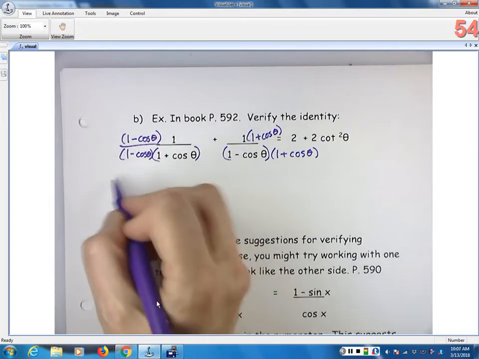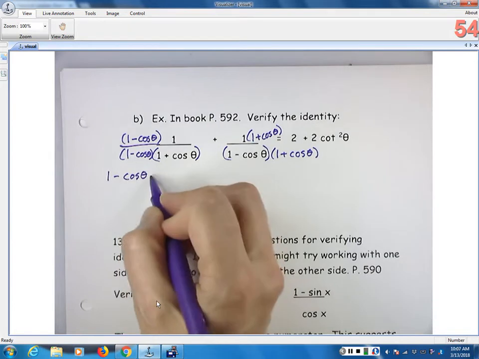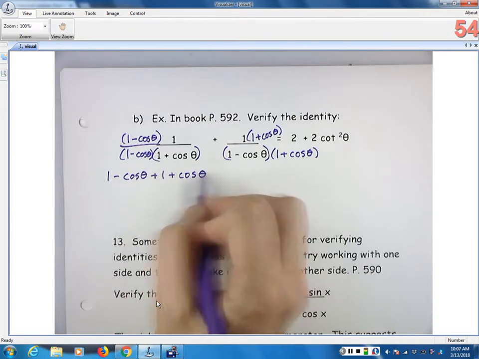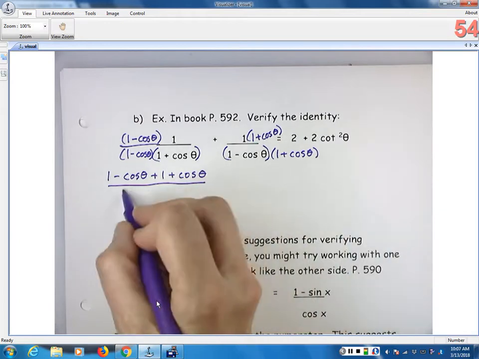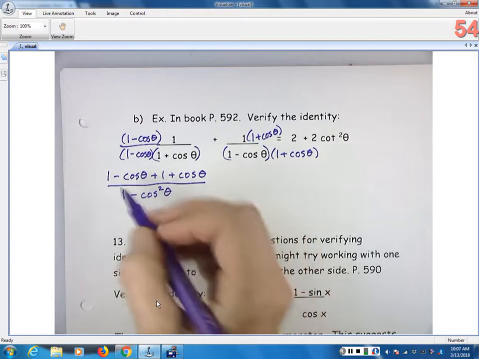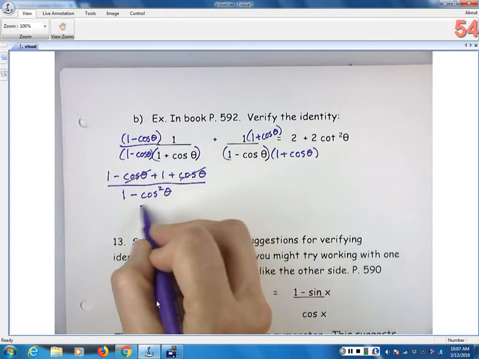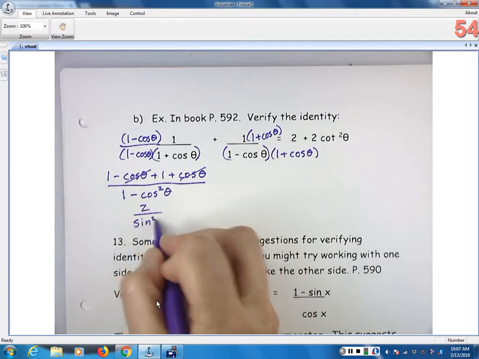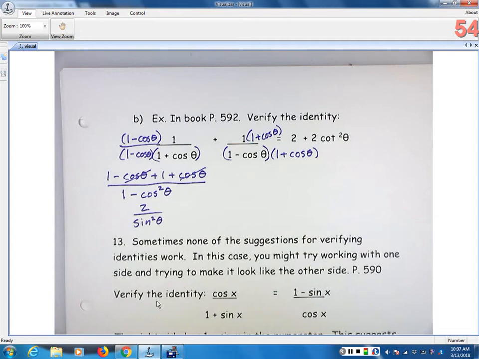So you have 1 minus cosine theta plus 1 plus cosine theta over the common denominator, which we FOIL out, and we get 1 minus cosine squared theta. And then this equals 2. And 1 minus cosine squared is sine squared theta. So that's the left side. Now work with the right side.